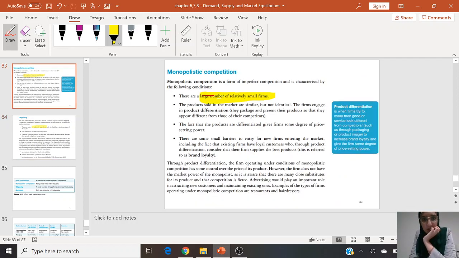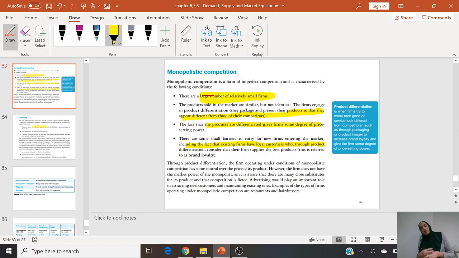In monopolistic competition, the products sold in the market are very similar, but they're not identical. For instance, water, juice, Pepsi, and all the other drinking products, or restaurants as well. Different restaurants are all selling food. They're not exactly the same, but they're all selling food. The firms engage in product differentiation. They package and present their products so that they can appear different. By competition, again, they market themselves however they can. The fact that the products are differentiated gives firms some degree of price setting. There are small barriers to entry for new firms entering the market, including the fact that existing firms have loyal customers. All this is saying is that you have many small firms.